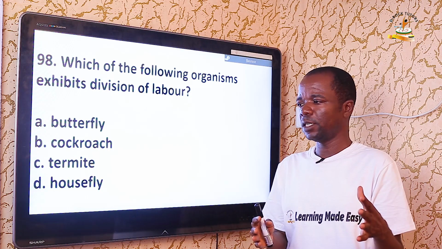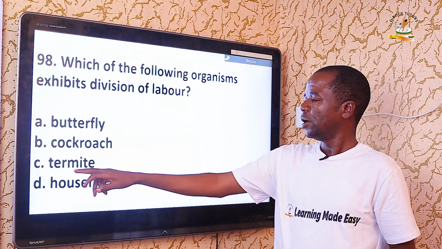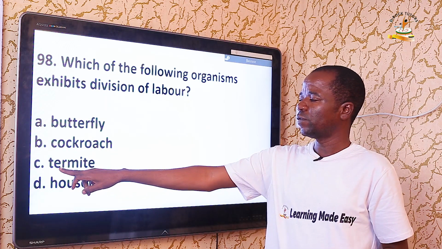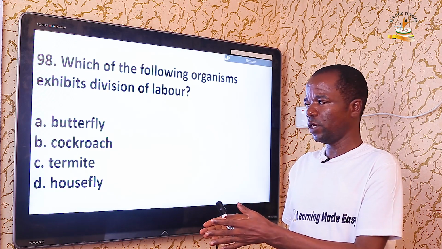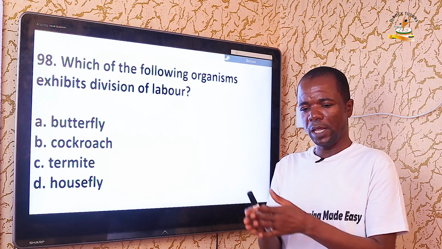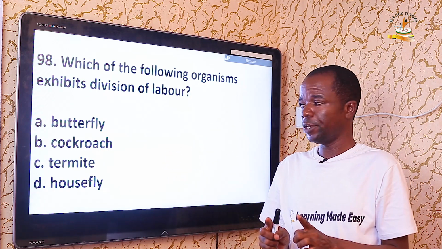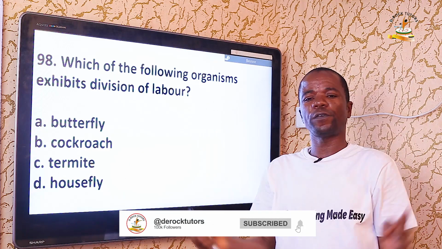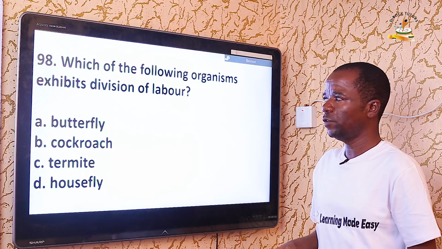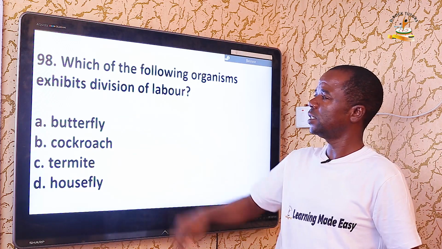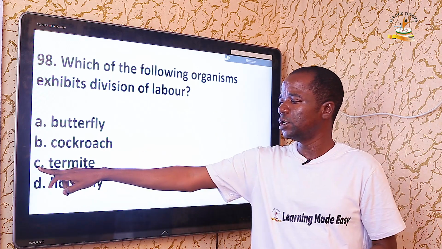Each of the castes will have their respective function they perform in that particular setup. In the case of termite, there is the king. The king mates with the queen. That's the job of the king. There is the queen that lays the egg. That's what the queen does. There is the worker that builds the termitarium, and then there is the soldier that defends that particular termitarium. So every caste has their respective job, and that is a classic example of division of labor. So the correct option is C.